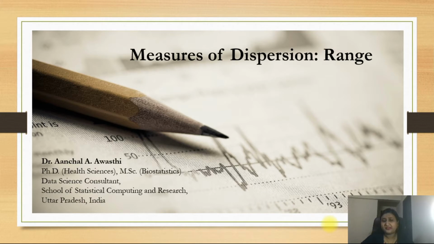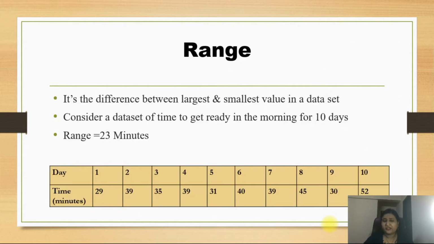Today I am going to talk about measure of dispersion. The first and the simplest measure of dispersion is range. What is it? It is the difference between the largest and the smallest value in a data set. So, difference between largest and smallest.